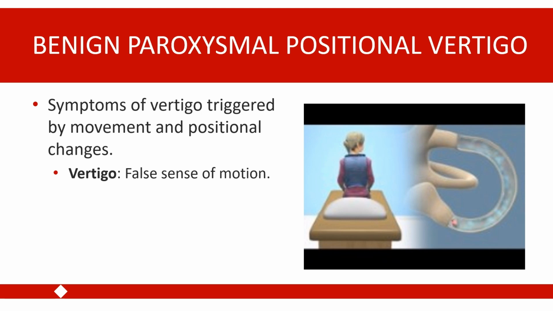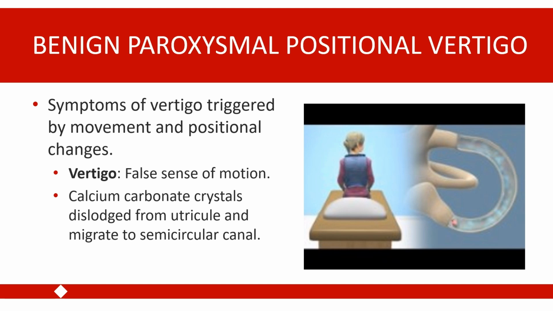And the cause of benign paroxysmal positional vertigo is really interesting and has to do with those sensory receptors that are located in the inner ear. Benign paroxysmal positional vertigo occurs when calcium carbonate crystals are dislodged from one of these organs called the utricle and migrate to the semicircular canal. So these calcium carbonate crystals begin sending signals to the brain that movement is occurring, even though movement is not actually occurring.